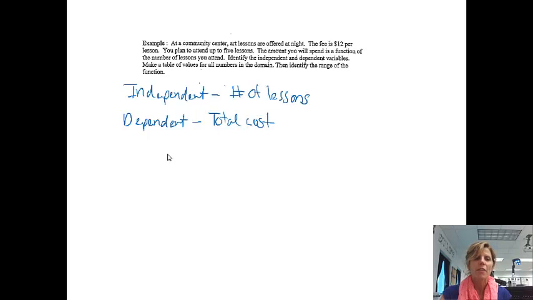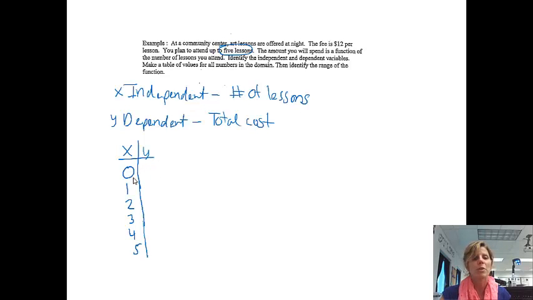Okay, the next thing that it said to do was to make a table of values for all numbers in the domain. So I'm going to put an X and a Y. I'm also going to put an X here and a Y, so I'm making sure people know what I'm referring to. Okay, my X was the number of lessons. It says that I can attend up to 5. So the least amount of lessons that I could do would be 0 if I really don't like art. I could do 1 lesson, 2, 3, 4, or 5. I couldn't go over 5 because it says I'm only going to attend up to 5 lessons.